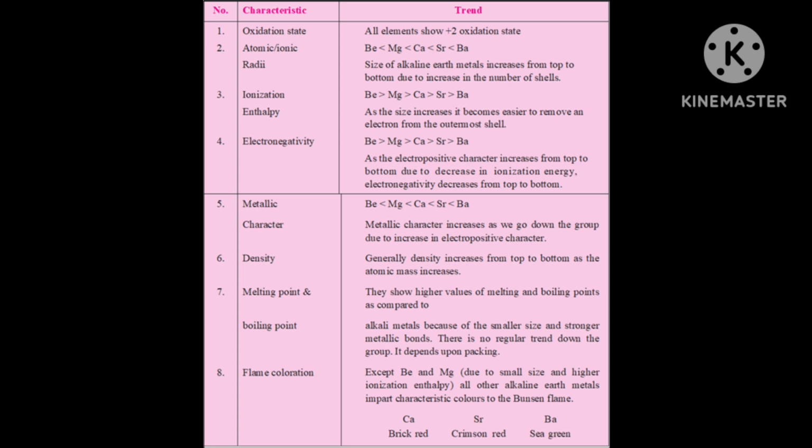Density means how much heaviness is there. Density is in gram per cubic centimeter, that means gram per cc. For beryllium it is 1.84, and magnesium is a little less, 1.74. Just as a rough idea, water has a density of roughly 1 at 25 degrees centigrade.